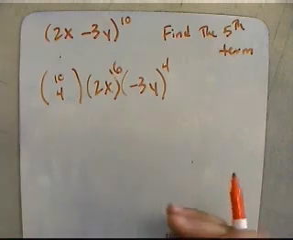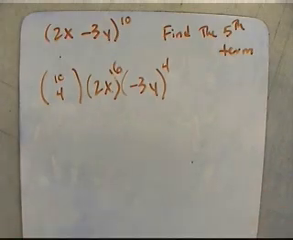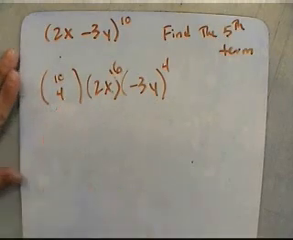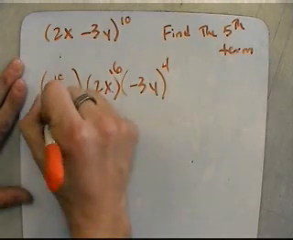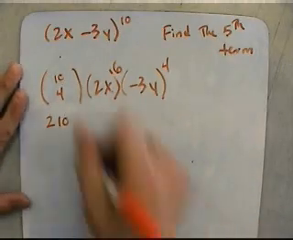So we simplify this. They might say find the coefficient of this term. They might say find the actual term. They might say expand the first 3 or 4 terms. It's all different. Okay, so 10 choose 4. Put that on your calculator. So 10 choose 4. 210. You guys get 210 for that, I hope.